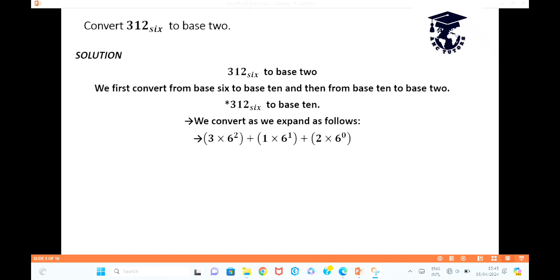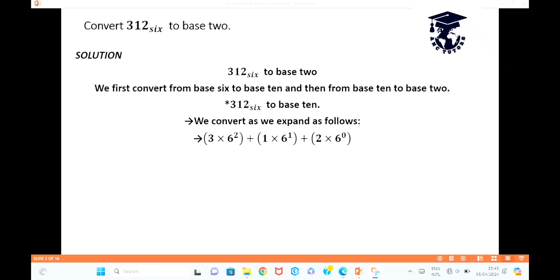We start to solve by expanding. The first digit of the number we are given is 3. We multiply it by 6, which is the base. We move on to the second digit, 1. We multiply it by 6, which is the base, and to the last digit, 2, and we multiply it by 6, which is the base.